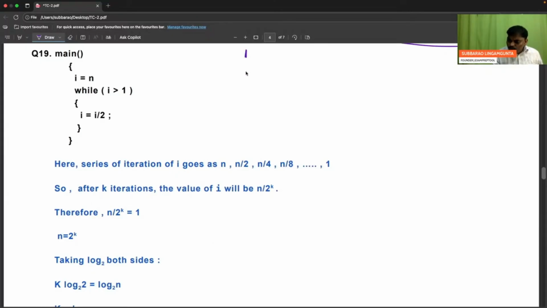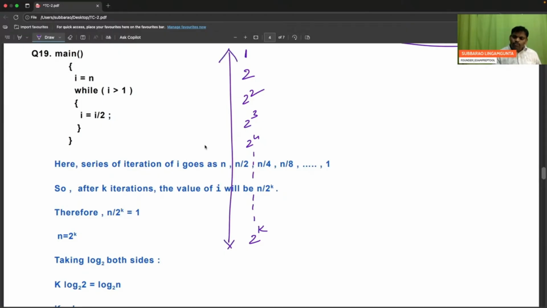1 into 2, again into 2 gives 2 square, again into 2 gives 2 power 3, again into 2 gives 2 power 4, and so on up to 2 power k. Everyone knows this program: if always into 2, the time complexity becomes log n base 2.